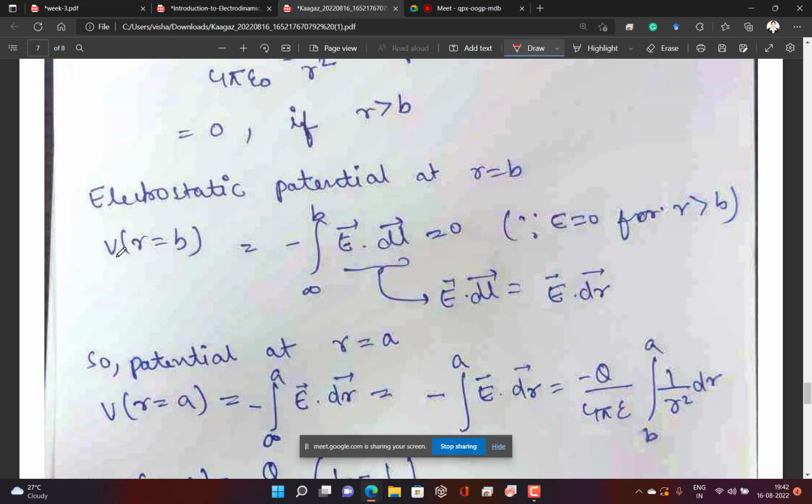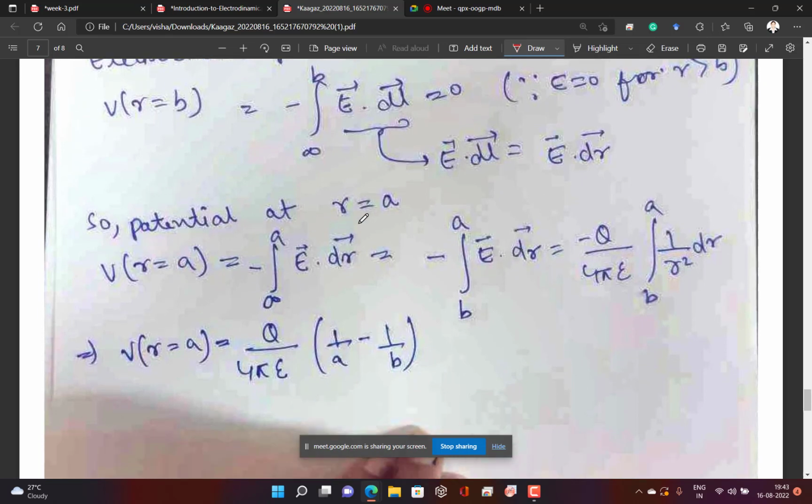For the potential V at R equal to B, it will be equal to minus the integral of E dot dl from infinity to B, which will be equal to 0. Why? It's given in the question that it is 0, and also the electric field intensity is equal to 0 there. So it's 0.